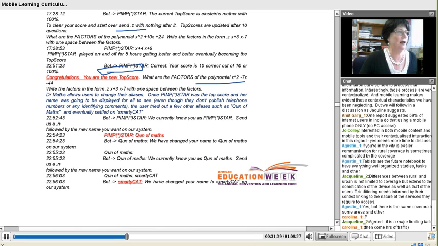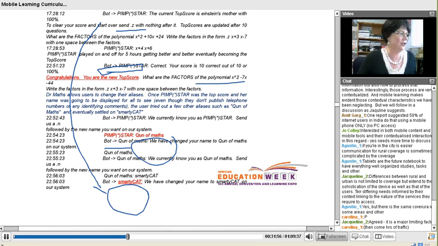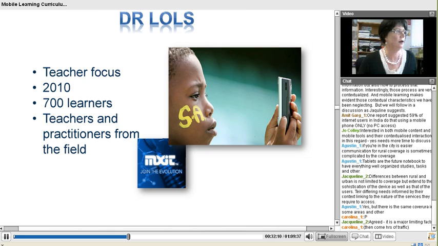After that, she becomes the top scorer, and look what she does. She goes and tries on other names. So she changes her name from Pimpstar to Queen of Math. And she tries that a little bit, and then she decides, no, I'd much rather be Smarty Cat. So we changed Pimpstar to Smarty Cat within a few hours, on our own, after about 6 hours of play. Let me show you another example.